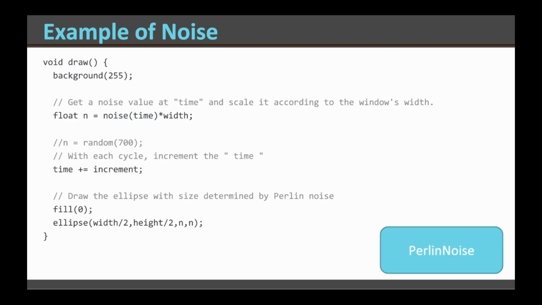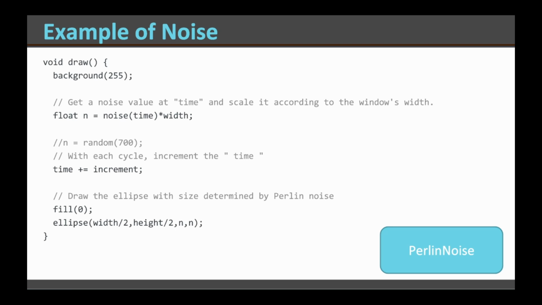Okay, well here's an example of noise. So we're going to look at this program in a moment. Why don't you take a look at this and see if you can think about what's going on here. So we're in our draw function, we're setting a background color. We are getting a value from noise, using time, which is a variable that we're managing. And we're multiplying that by width because we know noise gives us back a value between 0 and 1. All right, so now we're getting some scaled 0 to 1 value back from noise.